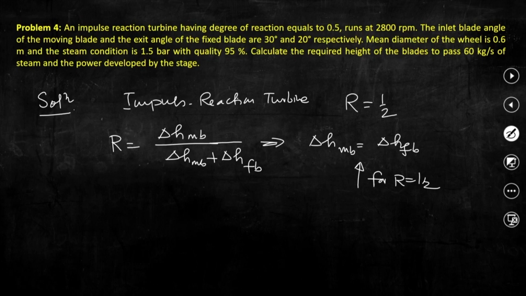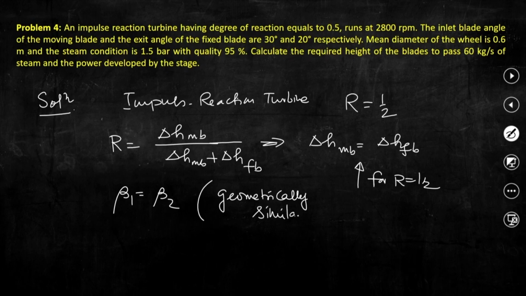and for such a turbine, as I told you, typically blades are symmetrical, because fabricating the blades of a turbine is not so easy. So, basically blades are fabricated from the same dies, and beta 1 equals beta 2 for the geometrical similarity. So, basically blades are geometrically similar. Otherwise, we have to use different dies for different blades. So, that would be again much more expensive.